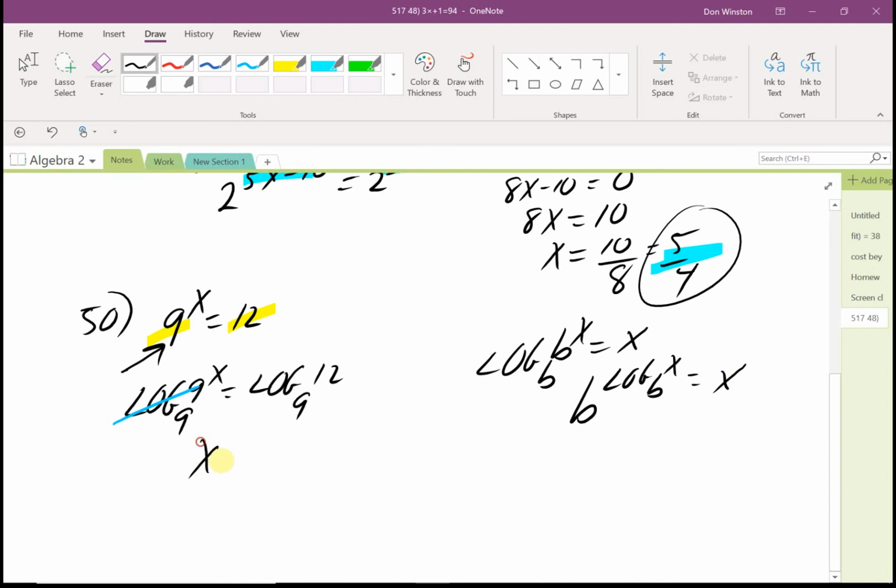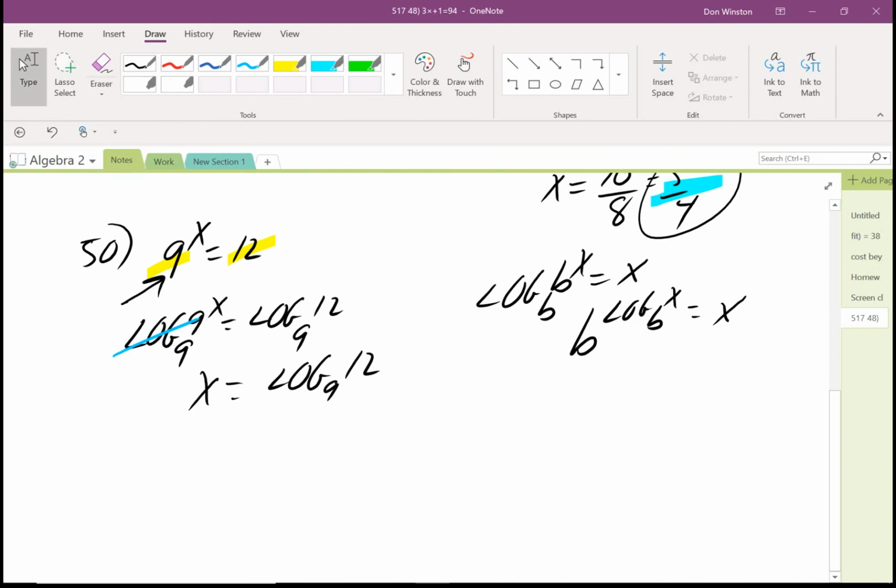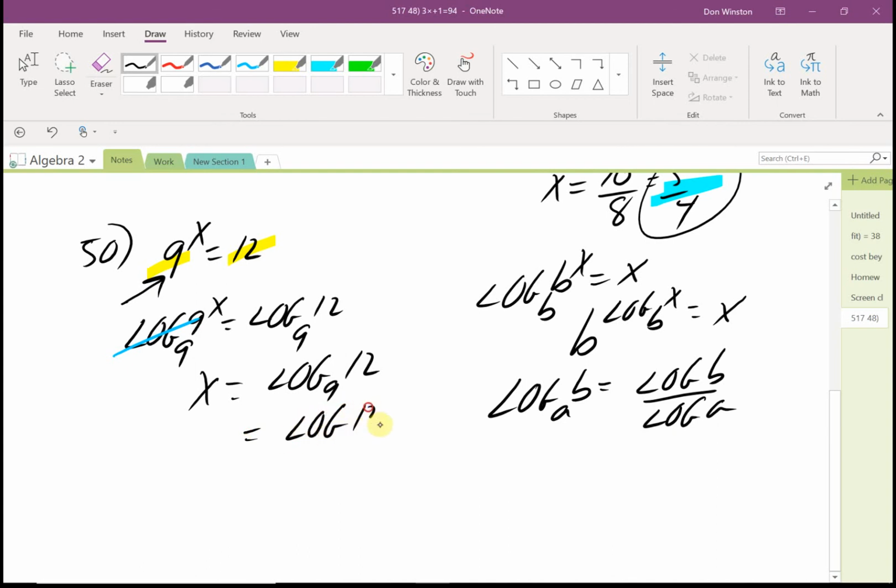So here this gives me x is equal to log base 9 of 12, which we can now use change of base. Okay, so remember change of base, log base a of b, I can write as a set of common logs. That would be log base 10 of b over log base 10 of a. So this I can write as log base 10 of 12 over log base 10 of 9. And that would be my final answer.